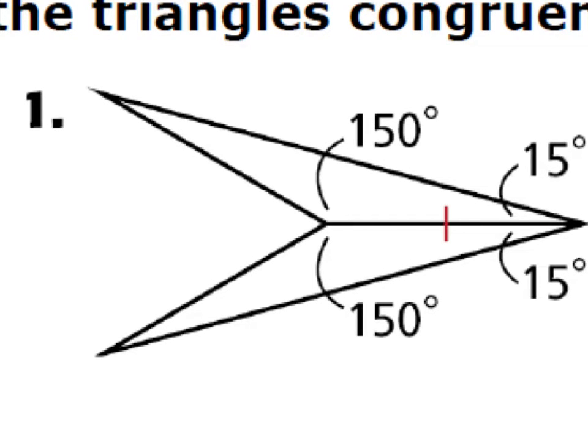ASA. Okay, so why ASA? Because 150 and 150 are congruent, and 15 and 15 are congruent. We already know that line is congruent, perfect. An angle, included side, angle. This is definitely ASA.